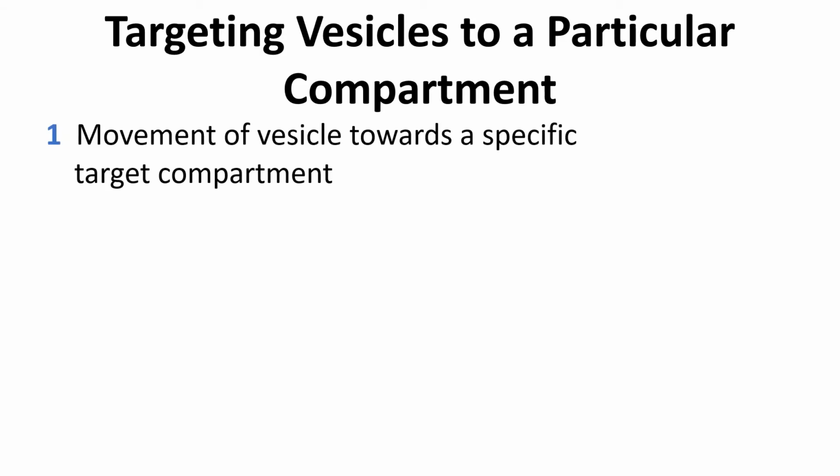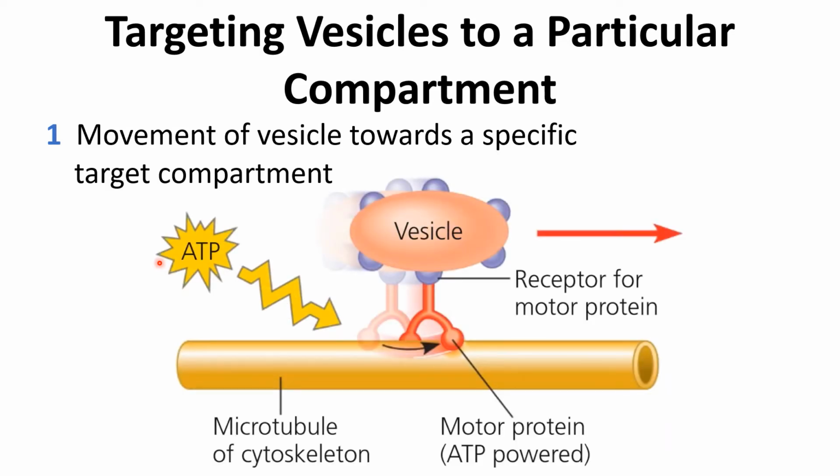Alright, so now let's talk about the general targeting of vesicles to particular compartments. First, the movement of vesicles towards a specific target compartment. How do vesicles move? How do they move in a path? Because the cell cytoplasm is a very vast jelly, so how would a vesicle know which direction to go?